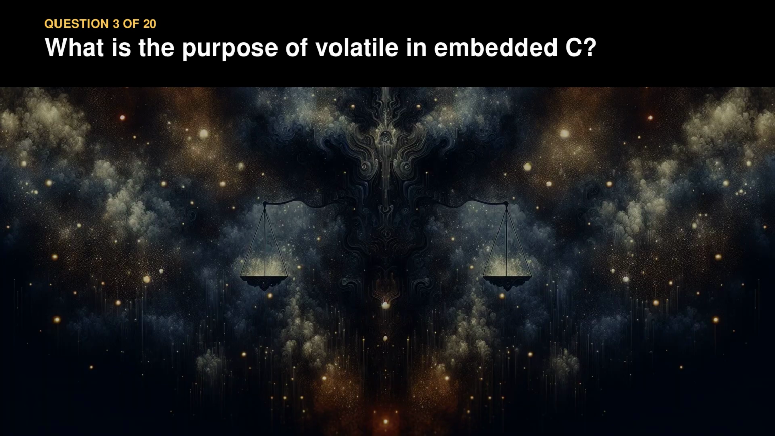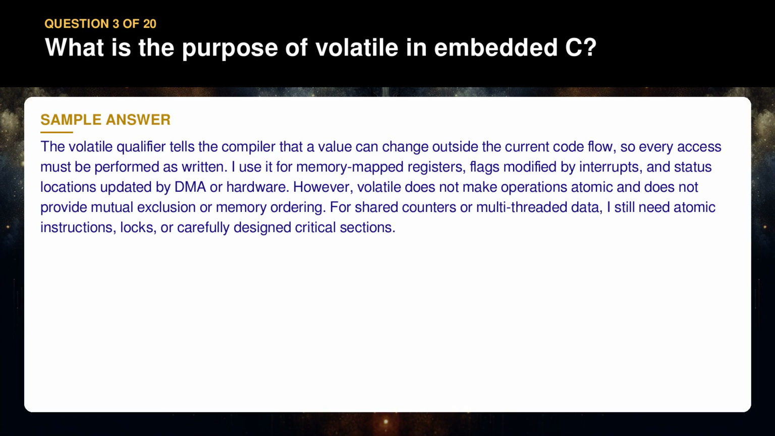Question 3. What is the purpose of volatile in embedded C? The volatile qualifier tells the compiler that a value can change outside the current code flow, so every access must be performed as written. I use it for memory-mapped registers, flags modified by interrupts, and status locations updated by DMA or hardware. However, volatile does not make operations atomic and does not provide mutual exclusion or memory ordering. For shared counters or multi-threaded data, I still need atomic instructions, locks, or carefully designed critical sections.